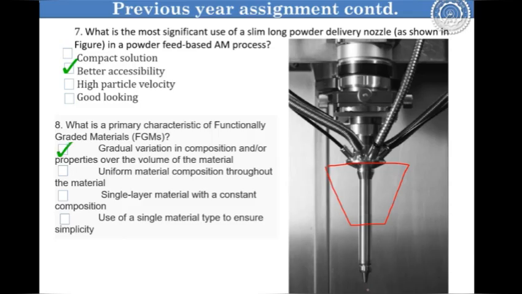What is the primary characteristic of functionally graded materials? It's gradual variation in composition and/or properties over the volume of the material.